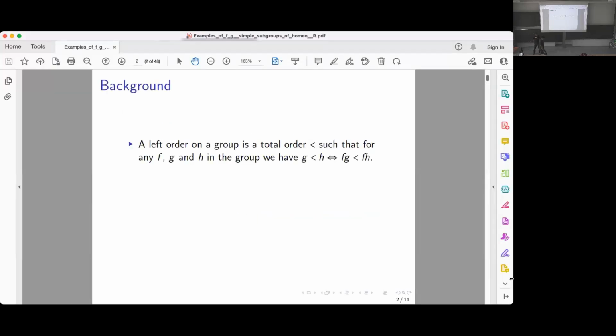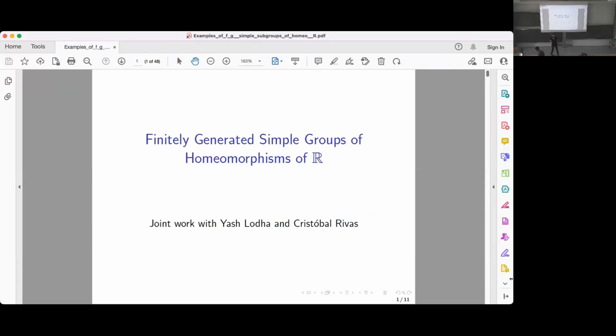Okay, so I should say this is all joint with Yash, and some of it's joint with Cristobal. Do I need to full screen it? Should it be full screen? Okay, yeah. So it's all joint with Yash, and some of it's joint with Cristobal.